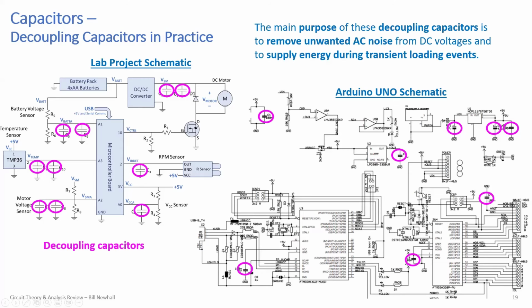Okay. So the main purpose, the takeaway here of these capacitors is to remove unwanted AC noise from the DC voltages. You want DC or very slowly varying voltages. And these capacitors do that, and they supply energy during transient loading events.